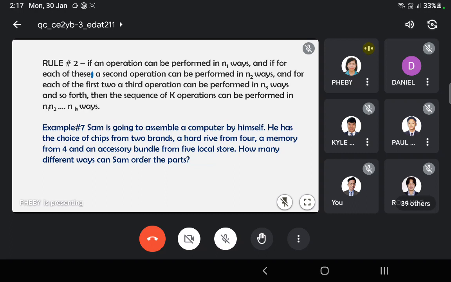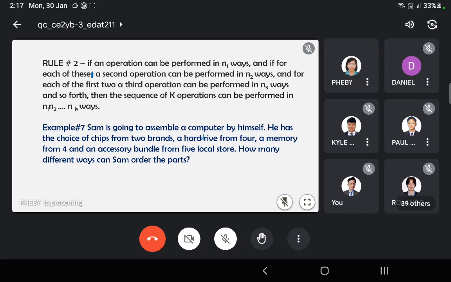Okay. So, example number 7. Sam is going to assemble a computer by himself. He has a choice of chips from 2 brands, a hard drive from 4, a memory from 4, and an accessory bundle from 5 local stores. How many different ways can Sam order the parts?